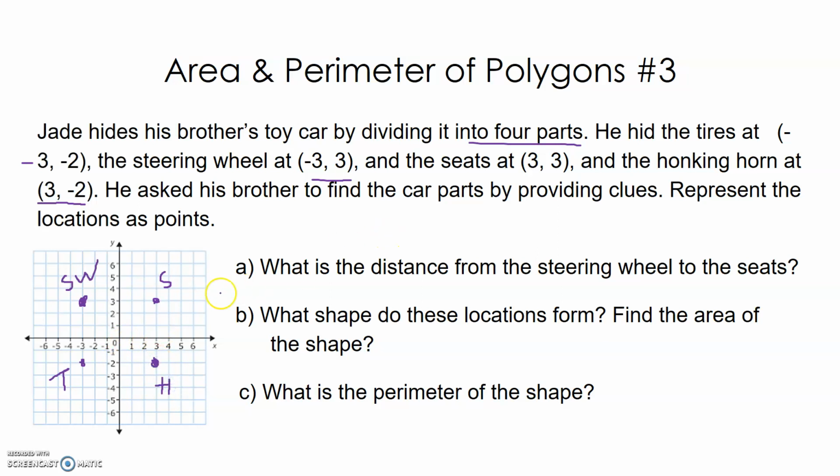All right, number 1, or letter A, says what's the distance between the steering wheel and the seats? So I'm just going to count 1, 2, 3, 4, 5, 6. So the answer to that is 6 units.